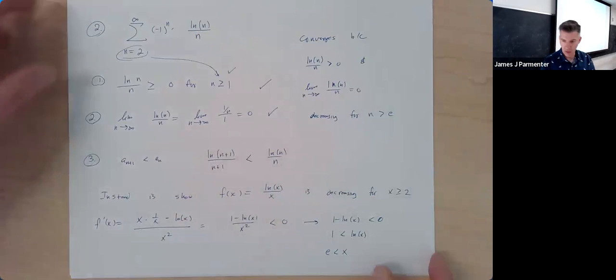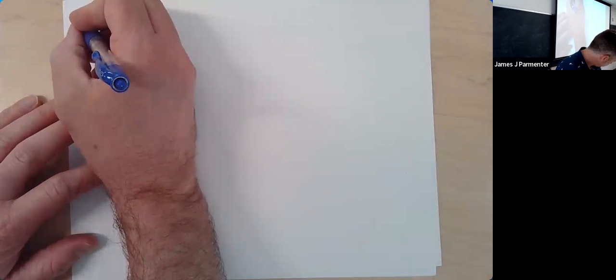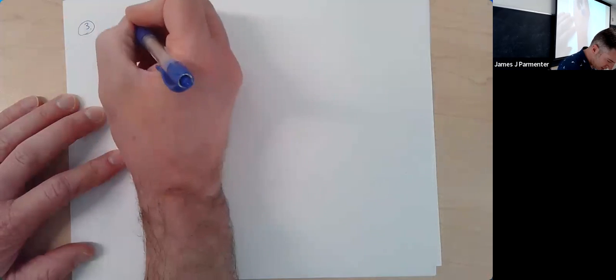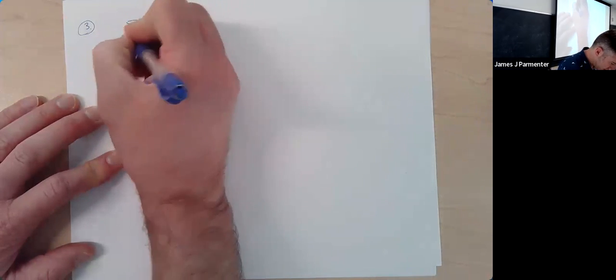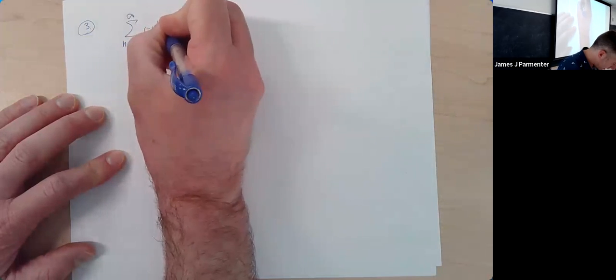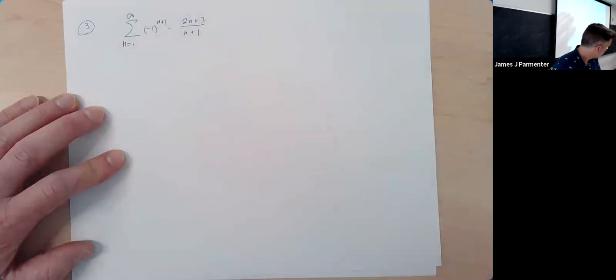Let's look at one more example. We got time. Sure. So let's say we have actually two more examples. So here's an example: the sum from n equals 1 to infinity of (-1) to the n plus 1 times (2n plus 3) over (n plus 1).